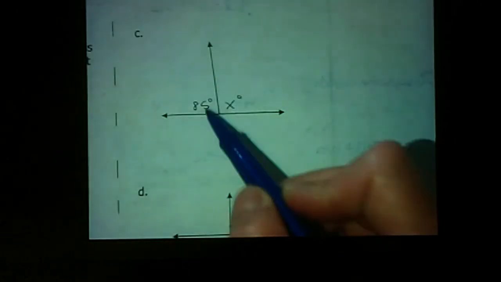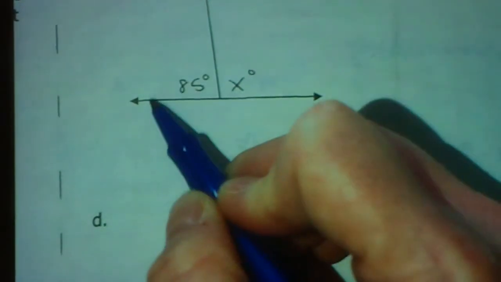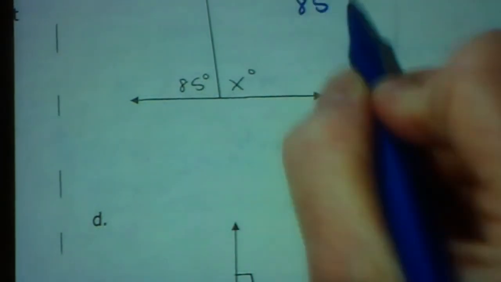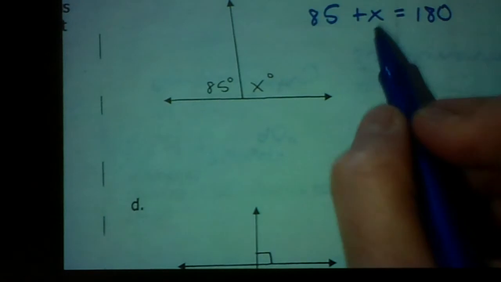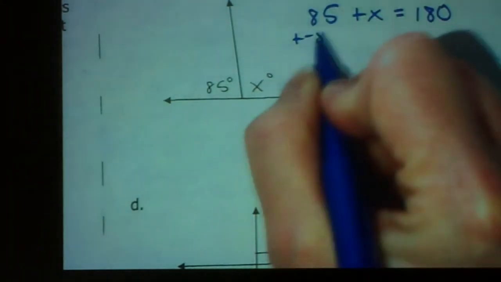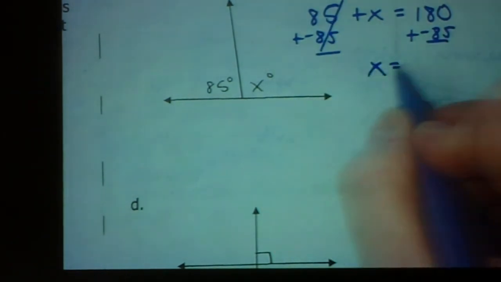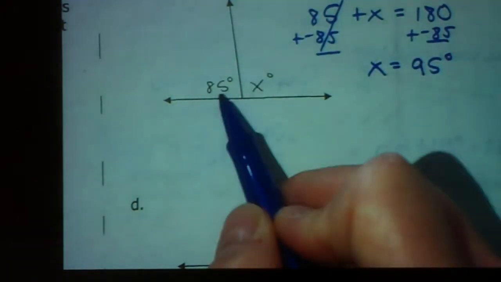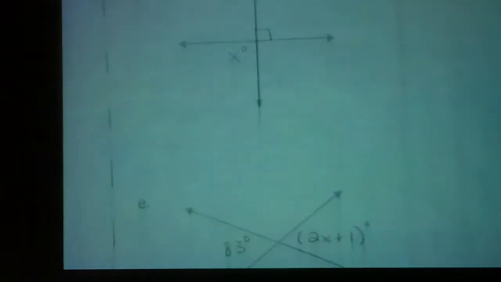Let's try a few more. Example C, I have 85 degrees and I have x degrees. And I'm hoping you notice that this is a straight line across here. Remember that angles that form that straight line add up to 180. So that means that 85 plus x should equal 180. Again, I need to get x alone. So I'm going to add a negative 85, or again, if you're subtracting 85, that is totally fine by me. Go right ahead. And you get x equals 95 degrees. And to check it out, I would take 85 plus 95 and make sure you get 180. And you do.